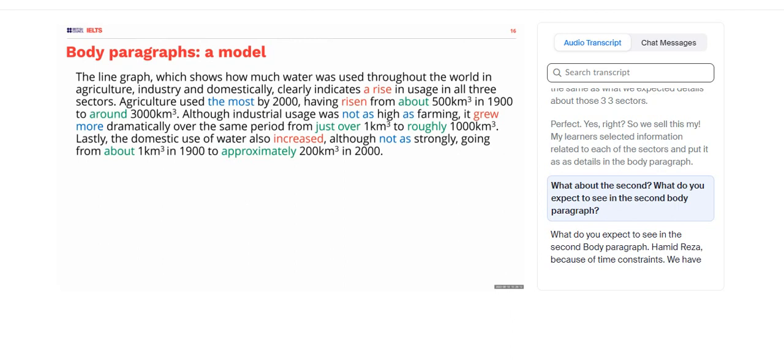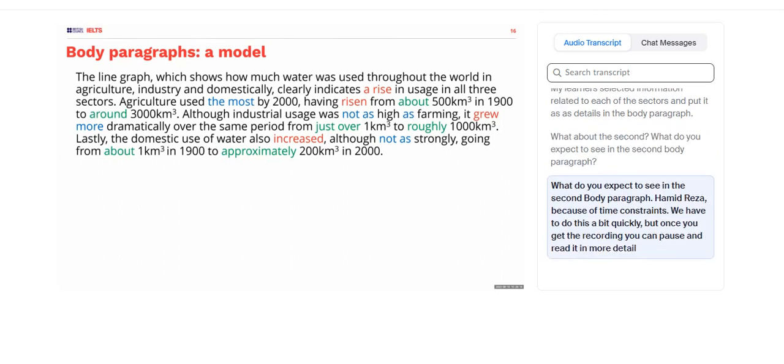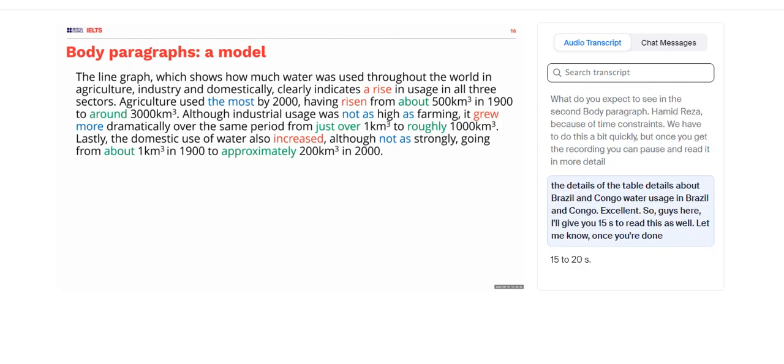What about the second? What do you expect to see in the second body paragraph? Hamid Reza, because of time constraints, we have to do this a bit quickly, but once you get the recording, you can pause and read it in more detail. The details of the table, details about Brazil and Congo. Water usage in Brazil and Congo.